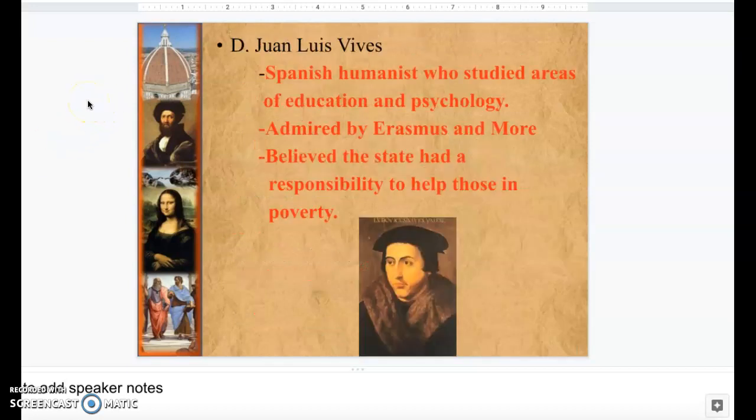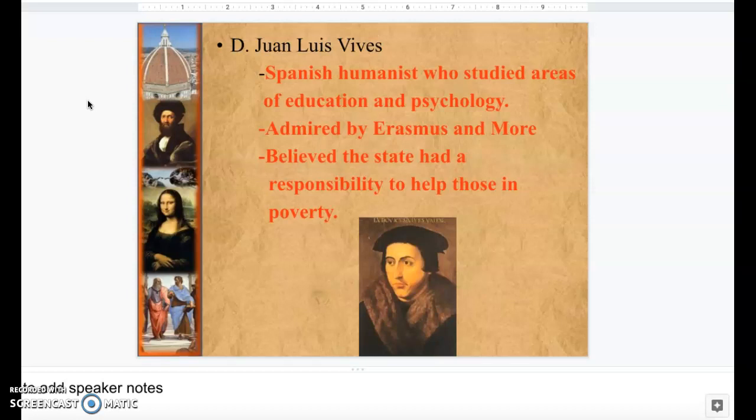So our final northern humanist in this section is Juan Luis Vives, and he is a Spanish humanist who studied areas of education and psychology. We know that he was admired by Erasmus and More, and he believed the state had a responsibility to help those in poverty. So this is another example of a northern humanist writer who's focusing on improving society.